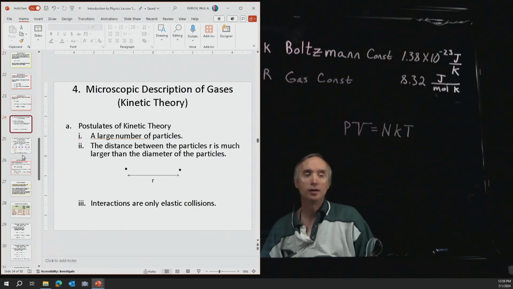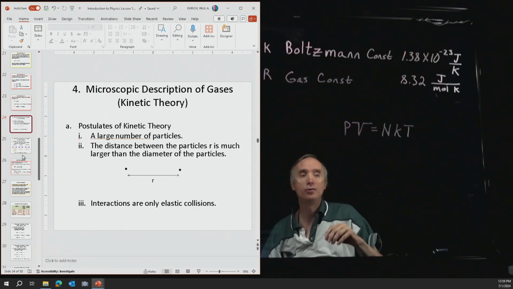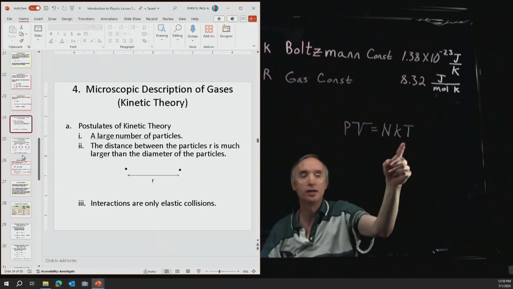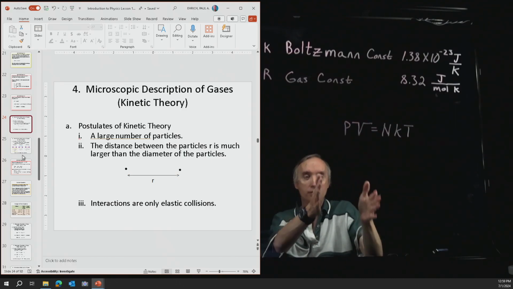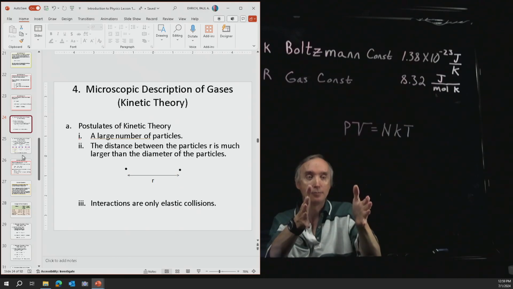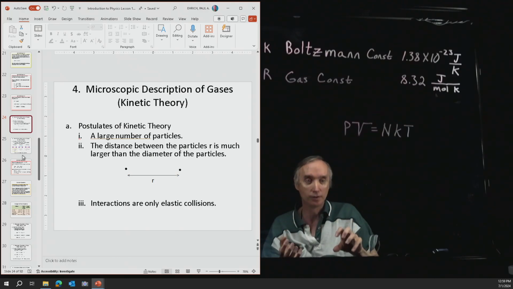Okay, so we now know how an ideal gas operates macroscopically. In our derivation of PV equals NkT, we assumed that we had a box that we could see, so it was a macroscopic box that contained some air molecules.